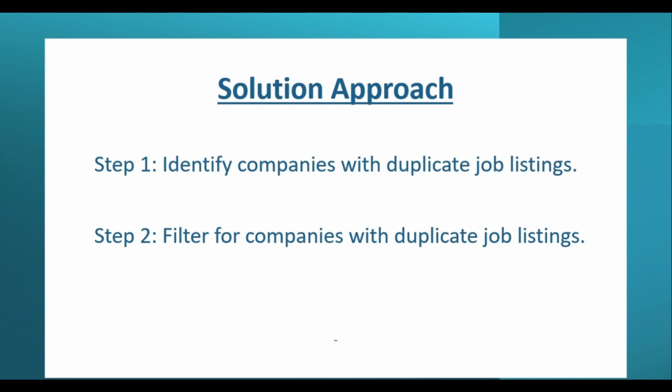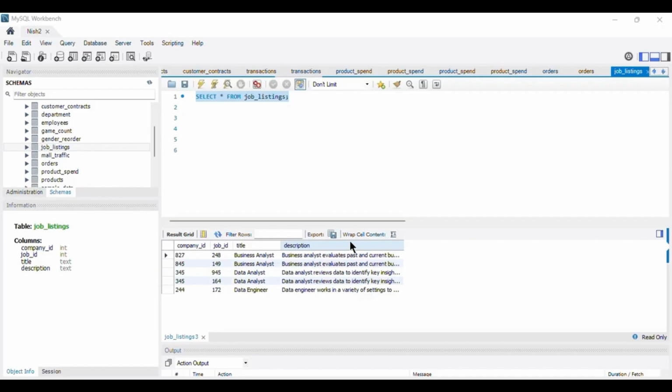So let's now move on to MySQL Workbench for the complete implementation. As you can see, I have my input table already imported here with the columns company ID, job ID, title, and description. Now I'll write a SQL query to find the count of unique companies with duplicate job listings. Our first step was to identify companies with duplicate job listings. And by duplicate, we mean listings from the same company that share identical titles and descriptions.